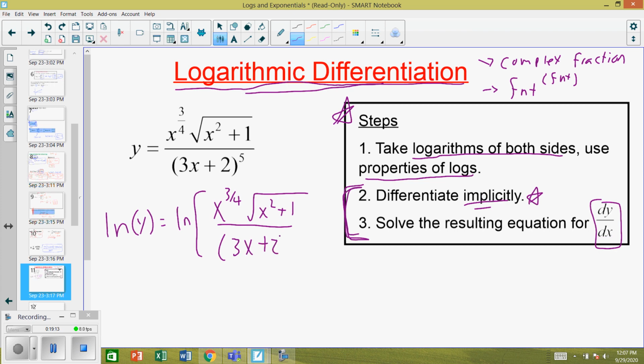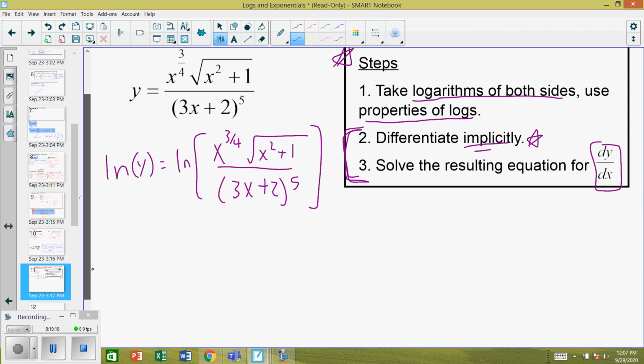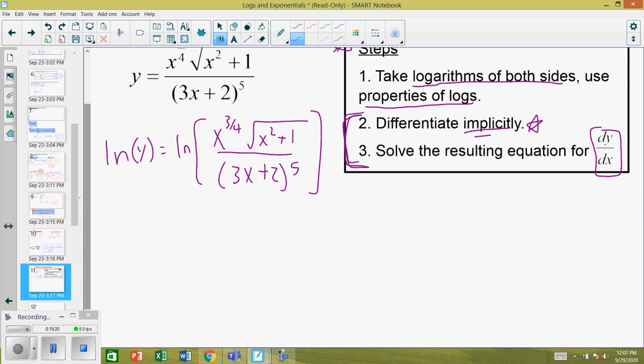So I didn't change the value of the problem because what I did to one side, I did to the other. And still in step one, we're going to have to use log properties to simplify this. So I got the ln of y equals. Now let's use all of our log properties, and I'm going to do this in maybe one or two steps.